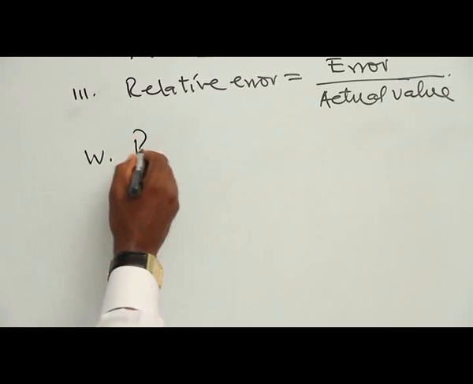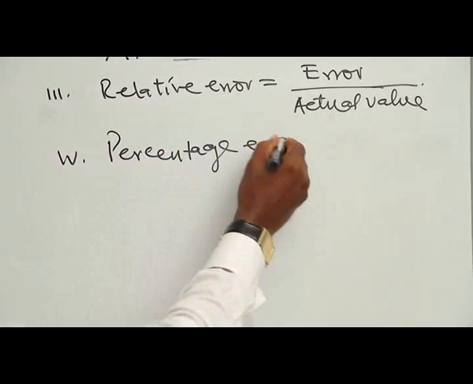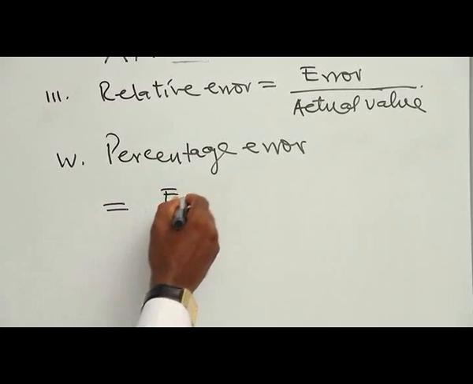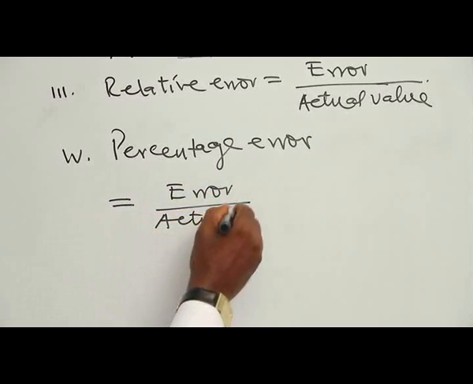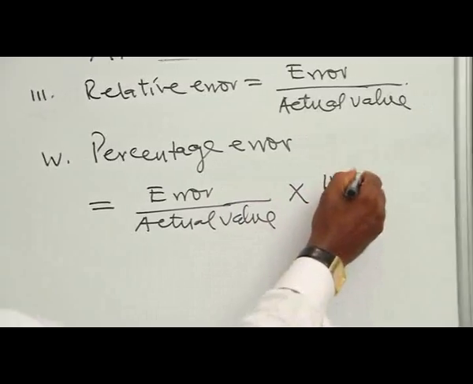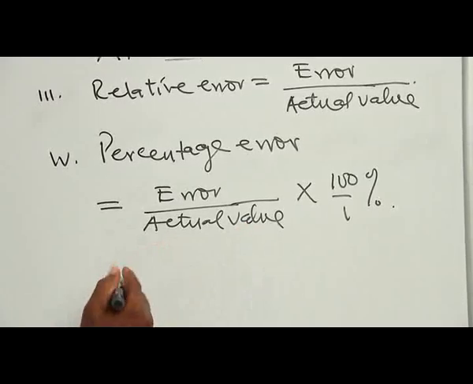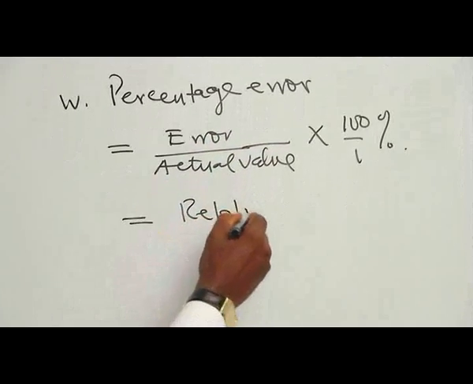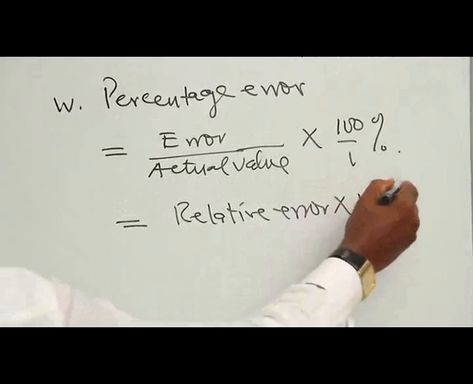Number 4. Now, the percentage error. Percentage error is actually equal to the error all over the actual value, multiplied by 100 all over 1%. This is the formula you will use to find the percentage error. You can see now that this is also equal to the relative error multiplied by 100%.